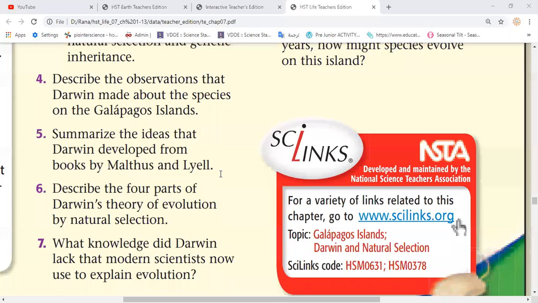Okay, but the idea that led him was that he got two ideas from two scientists. First, according to Malthus, some traits enable living organisms to adapt better to the surrounding environment. And from Lyell, he discovered that the Earth's age is very old, which gives enough time for evolution. So both of these ideas pushed Darwin to establish his theory about natural selection.